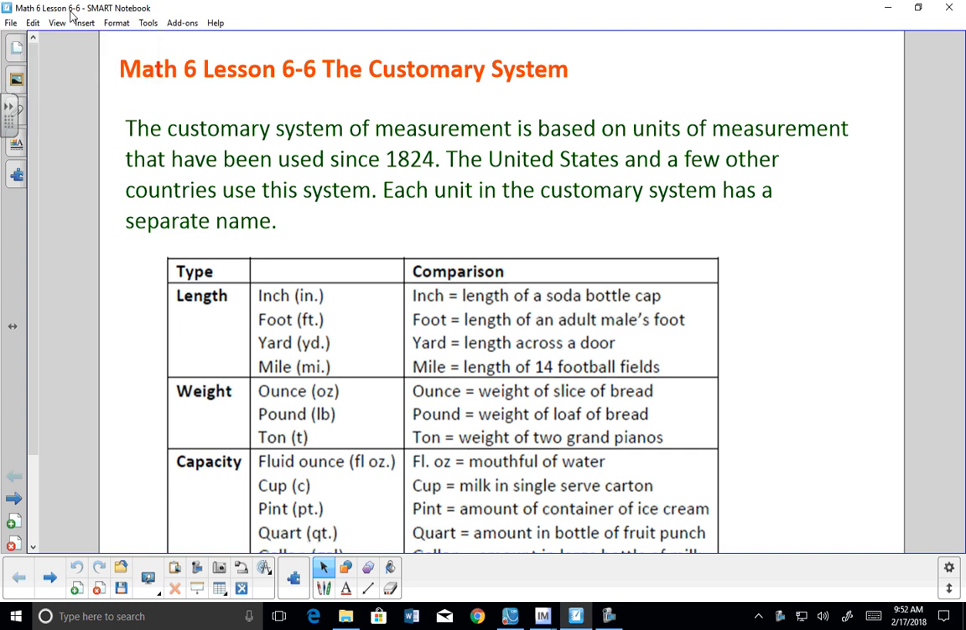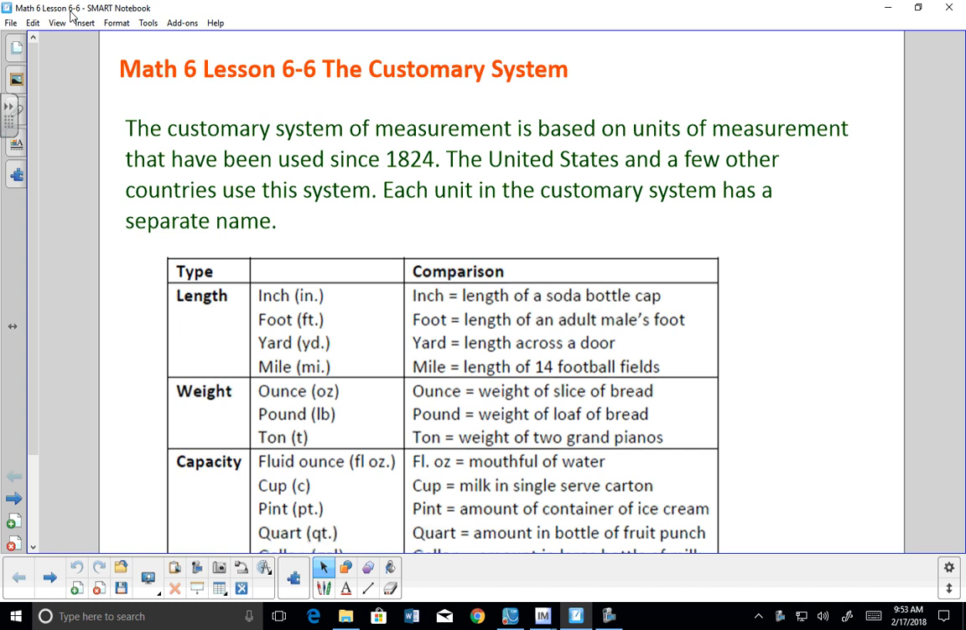This is Math 6, Lesson 6-6, the customary system. If you've lived in the United States for any length of time, then you're fairly familiar with the customary system. If you have not lived in the United States for any length of time, the customary system is foreign to you because you're used to the metric system. The customary system of measurement is based on units of measurement that have been used since 1824.